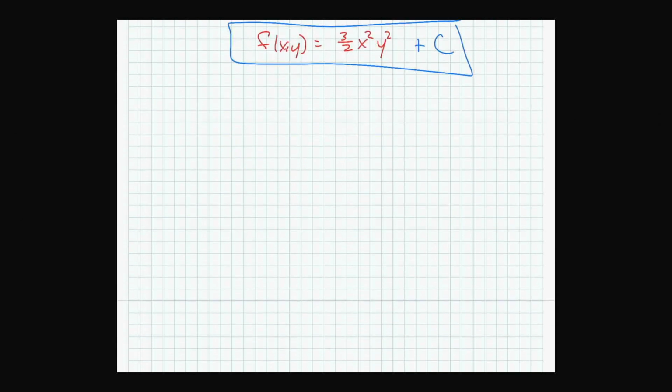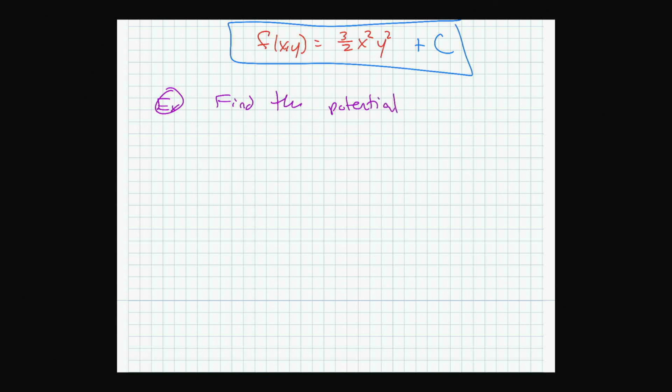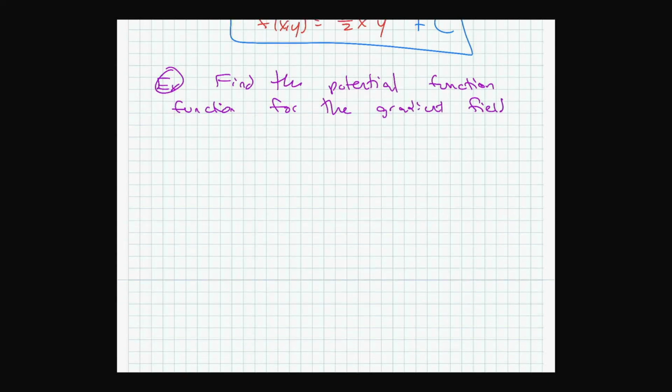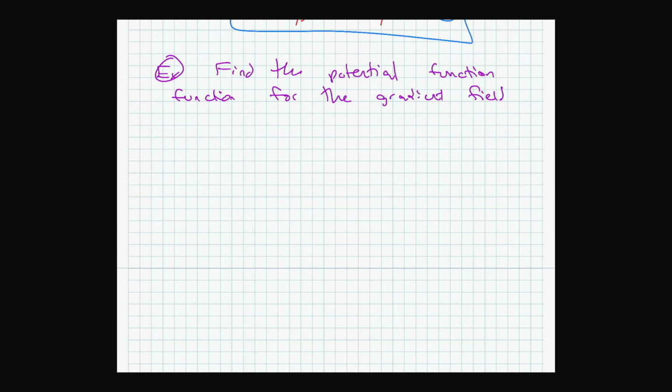Okay, perfect. So this will be our final example and then we're done. I'm just going to say find the potential function. So there is a potential function, which means I am giving you a gradient field. Oops, I did this wrong. I did not type in what I meant to.